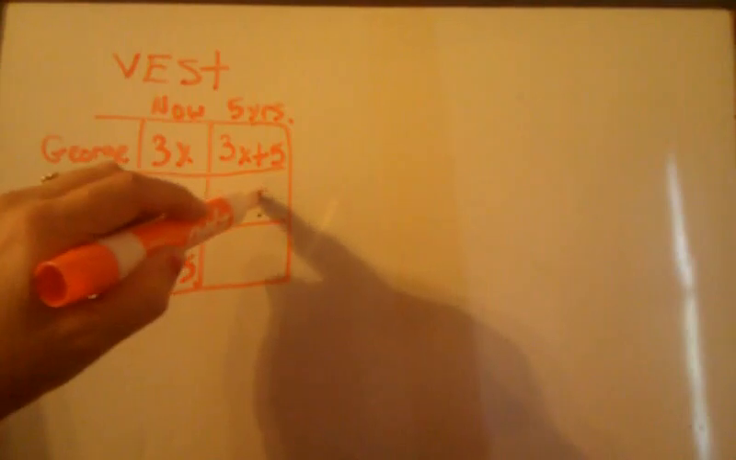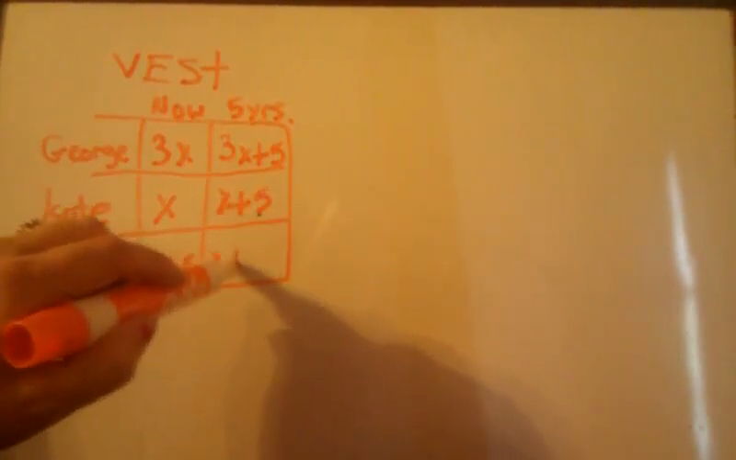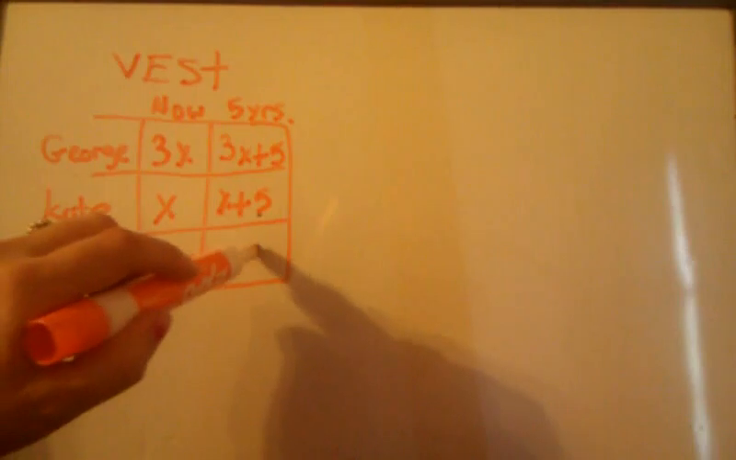Okay, so what we're going to do for 5 years, we're just going to add 5 to each of these. In 5 years, it's this plus 5, right? In 5 years, it's X plus 5. In 5 years, it's X plus 5 plus 5. Okay? So there's my chart. Now for my equation, it says in 5 years, George will be twice as old as Kate. So let's do this.